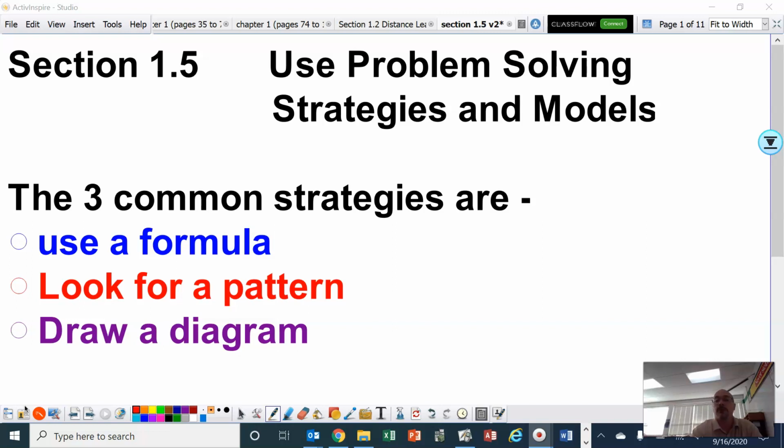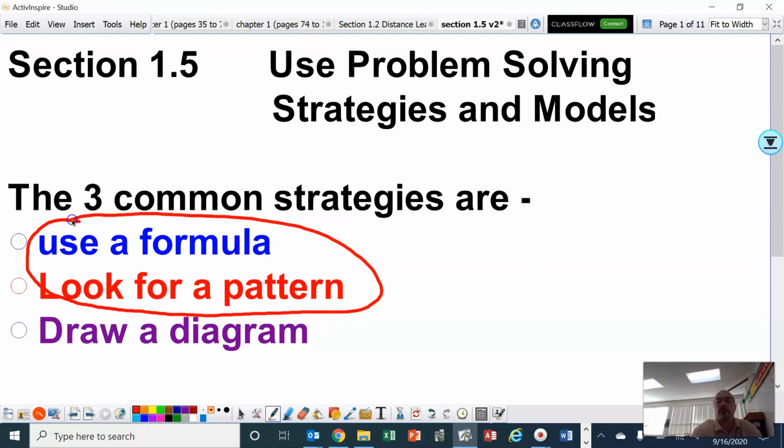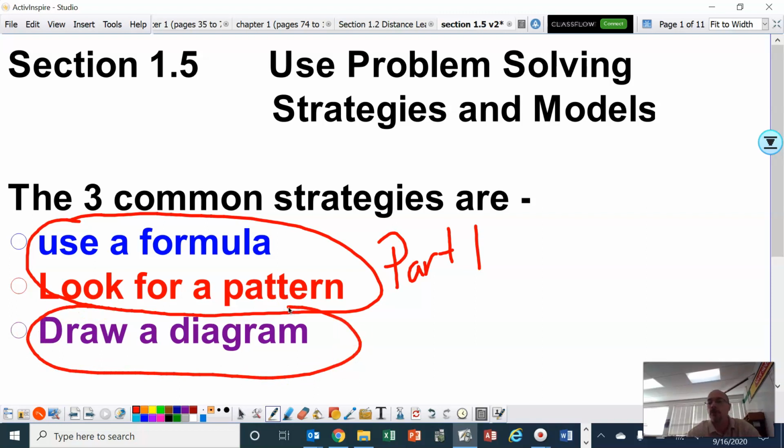All right, so there's three strategies that we're going to use to solve some problems, some problem solving strategies. Those three strategies are use a formula, look for a pattern, draw a diagram. In this video, I am going to talk only about the first two. This is the part one video. And in the next video, I'm going to talk about how to draw a diagram from the situation for that problem solving strategy. All right, here we go.